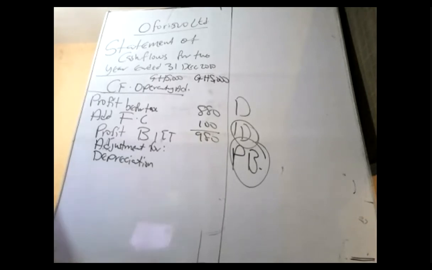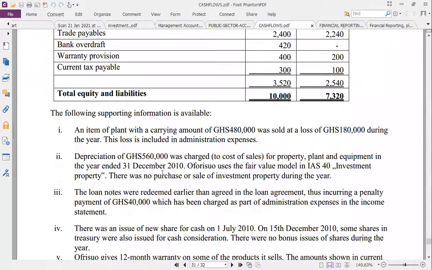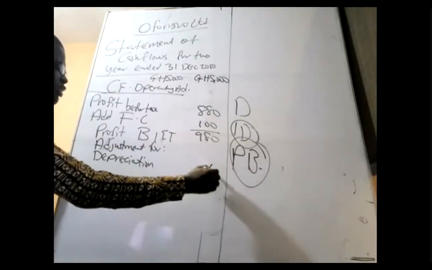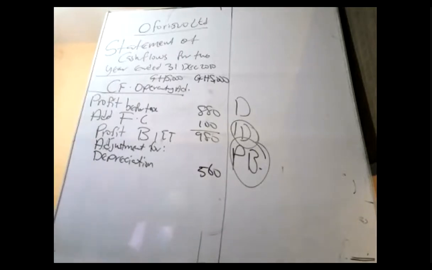Okay, so let's go and get the depreciation from the footnote. No, this is a charge. Depreciation of 560 was charged. That is all. So depreciation 560. Then I run my depreciation on 560. That's now depreciation, they have subtracted.